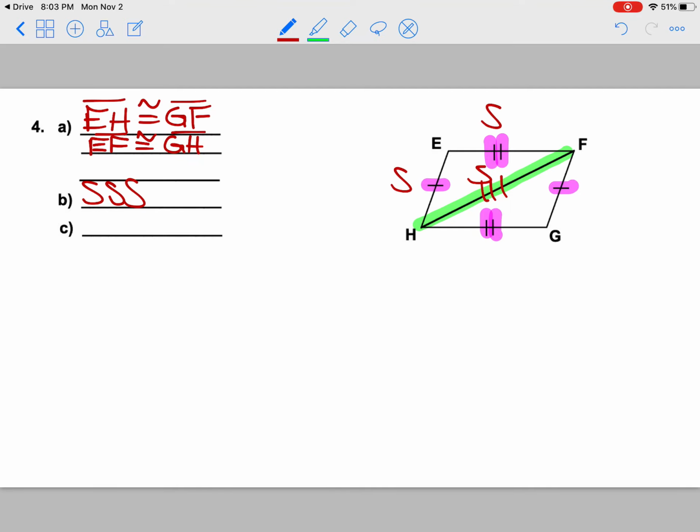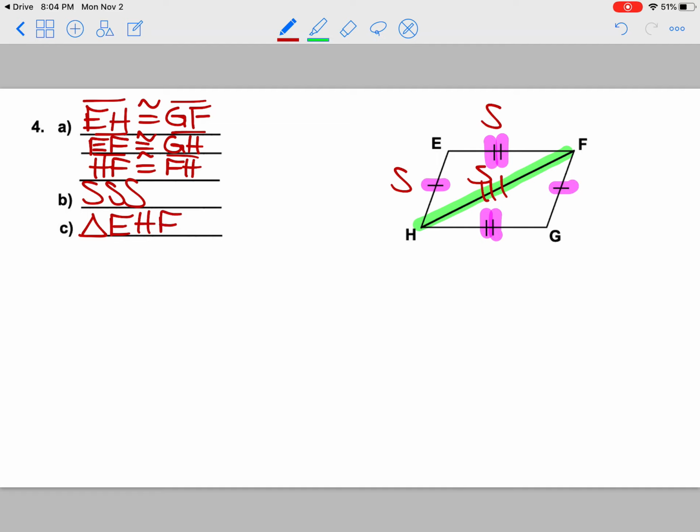And again, if we start with E, we have to start with G to H. And our last set is our reflexive side, H to F. And because it's been flipped, we would say F to H. And so now we know it's congruent because of side, side, side. All three sides are given as congruent. And so we can say the triangles are congruent.